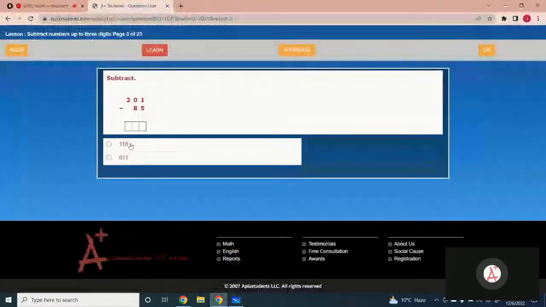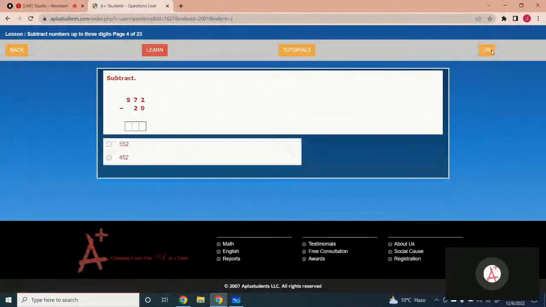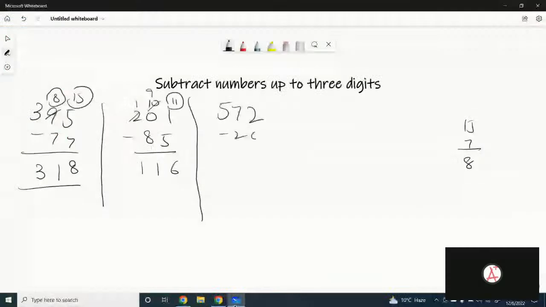Just select the correct option and click on the OK button. Okay, the next one is 572 subtract 20. Okay, so which option is the correct one? You have to do 572 subtract 20.